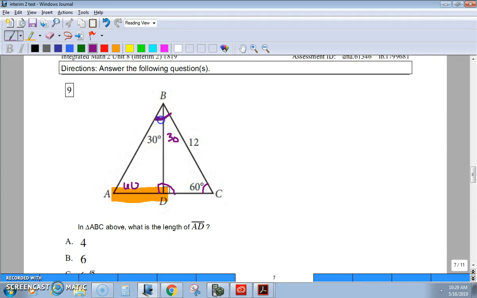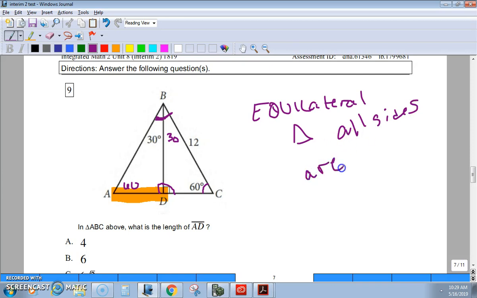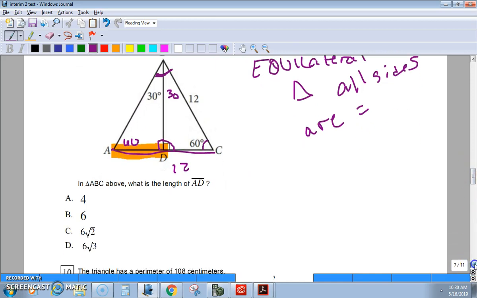And then I know that 30 and 30 is 60, which makes this an equilateral triangle, and all sides are equal, which means AC is 12, so AD must be 6.